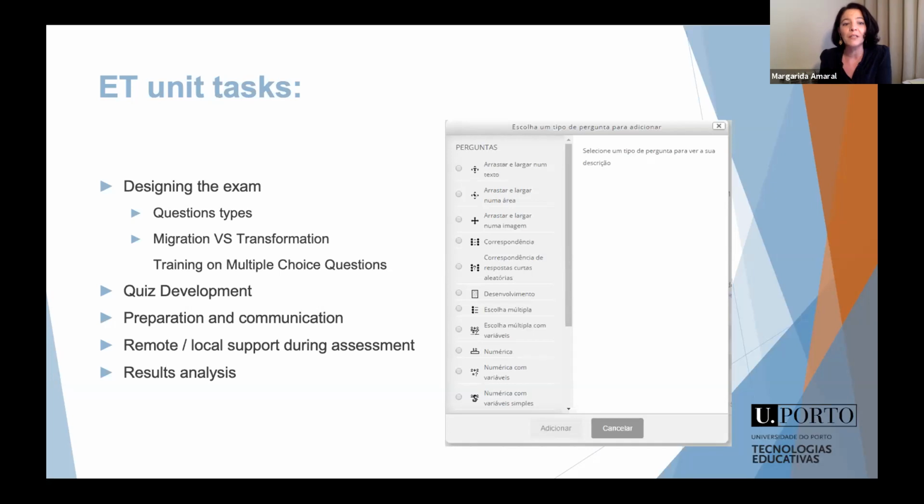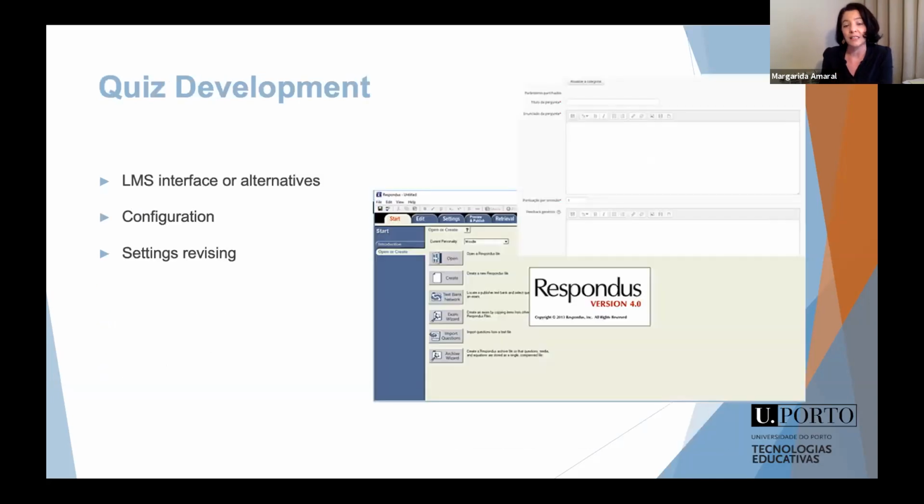We help in the quiz development, the preparation and communication with all the staff and the students. We do some remote or local support during the assessment, and we also help with the analysis of results. In the quiz development, we help the teachers to understand the LMS interface, or use alternative ways of importing bulks of questions. We help to configure the quiz, and we revise the settings when asked. So some teachers are completely autonomous doing this because they do it since a long time, but some others sometimes ask us to help.